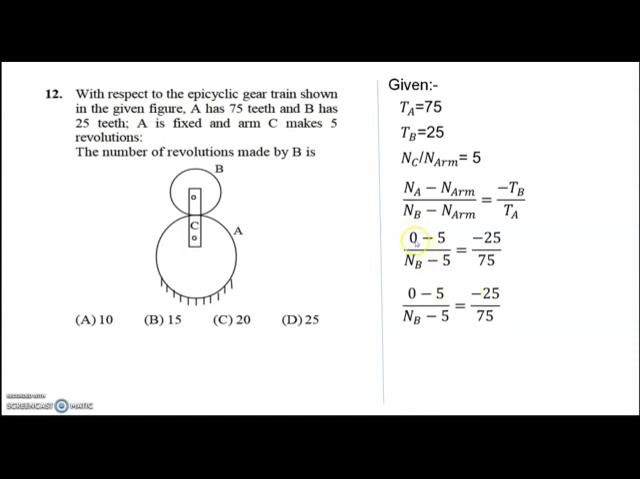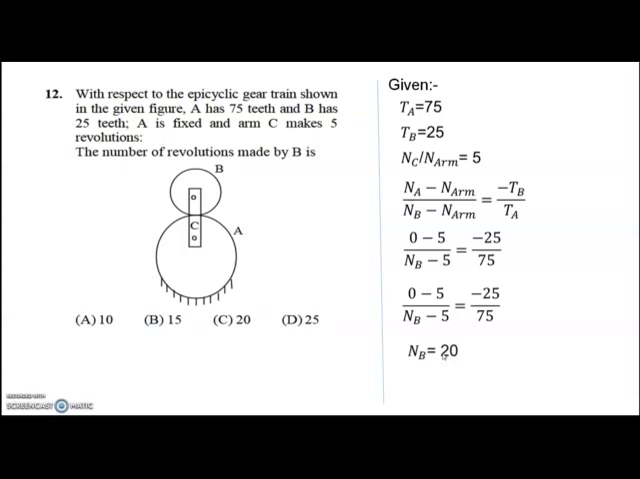NA is 0 because it is given as fixed, NR is given 5, NB we have to find out. Again NR is 5, number of teeth on wheel B is 25, number of teeth on wheel A is 75. By putting the above values, we'll get the equation and we'll get the speed of NB as 20. And again here NB is coming plus 20.